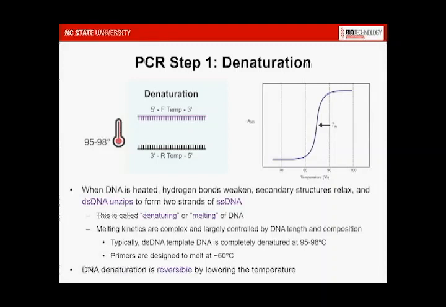Importantly, DNA denaturation is reversible simply by lowering the temperature of the reaction. At these lower temperatures, the hydrogen bonds reform and two strands of complementary DNA are joined back together. This process is called annealing. Remember, melting and annealing are opposites.